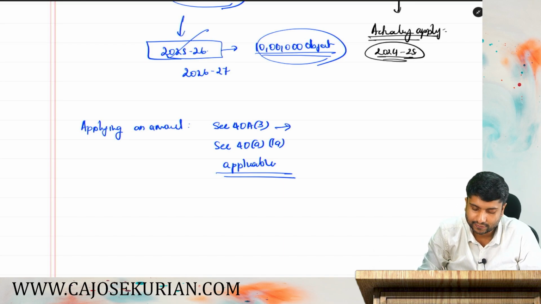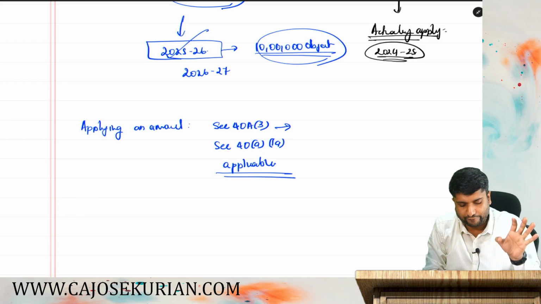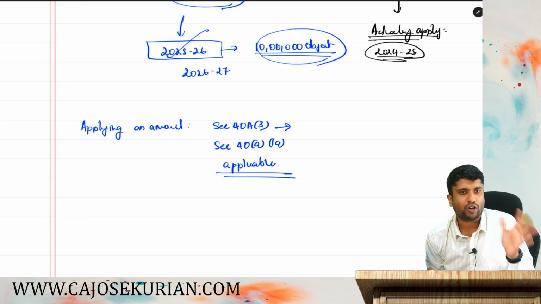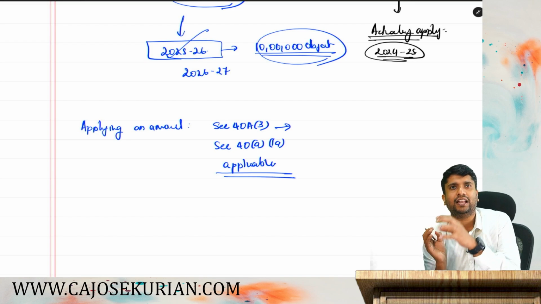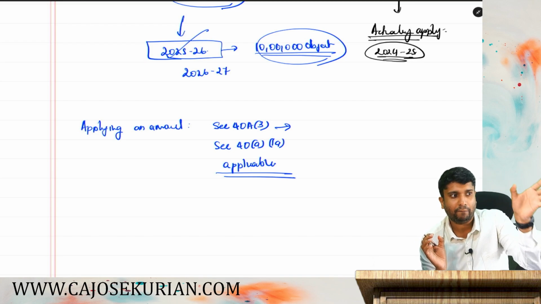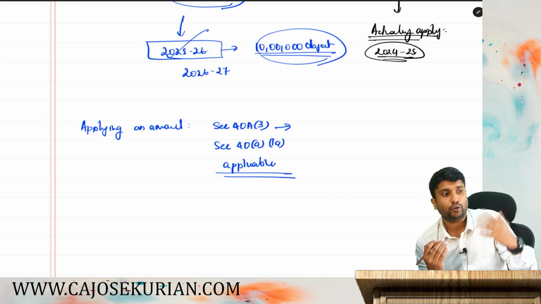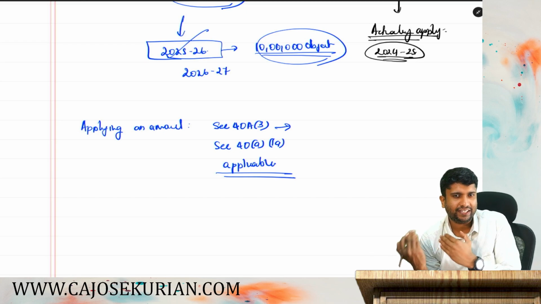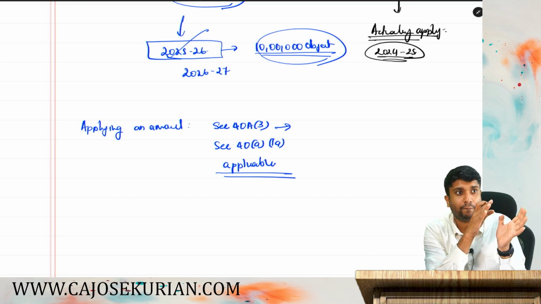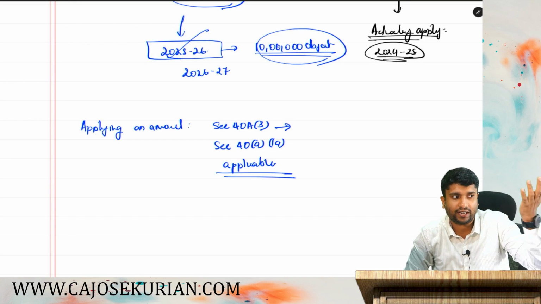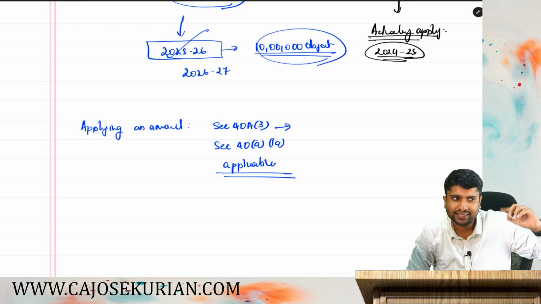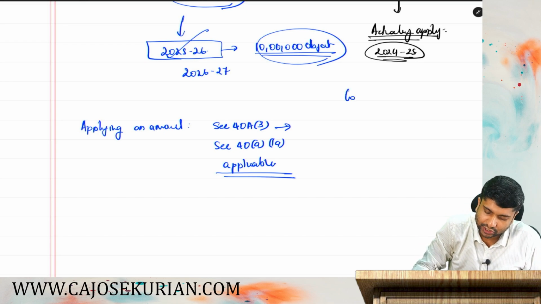40A3, what is that? Say for example, we are an orphanage and in this orphanage, every year a doctor will come and will have a health checkup of my members or my beneficiaries. Say you are my beneficiaries. Every year a doctor will come and he will do a basic health checkup. For that, I am supposed to pay the doctor rupees 1 lakh. I paid it in cash.